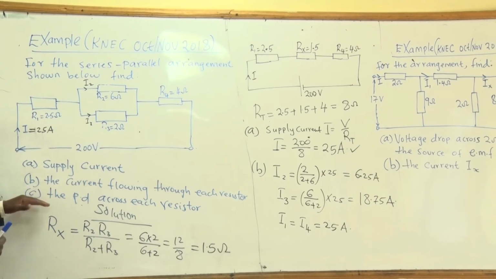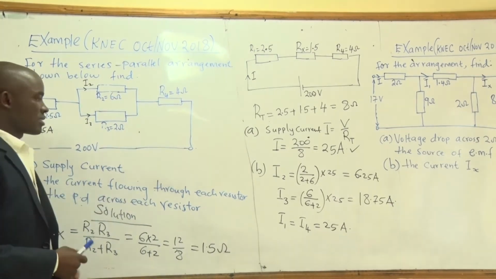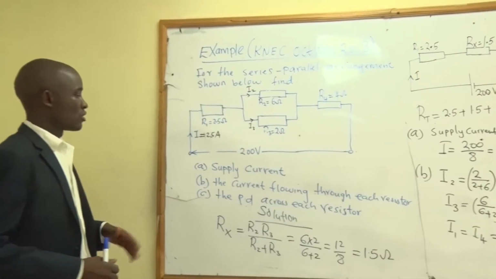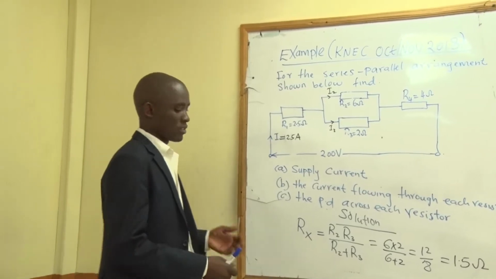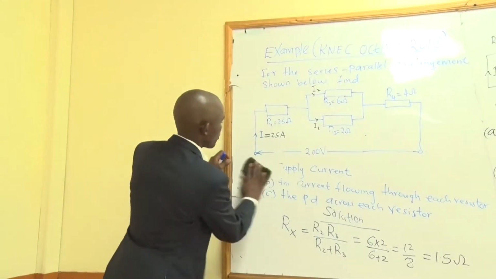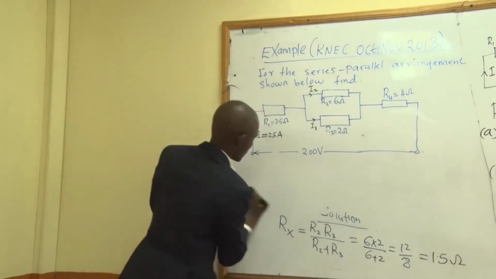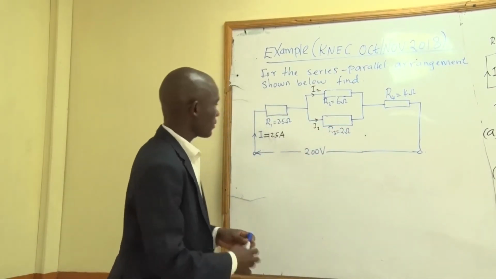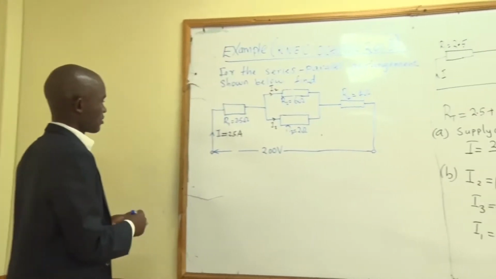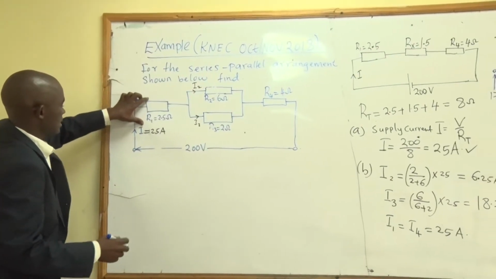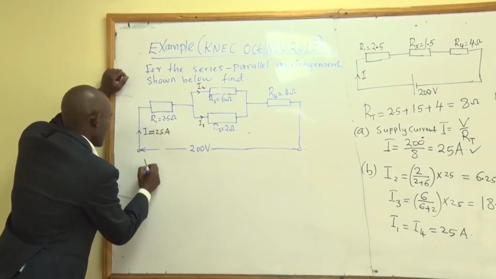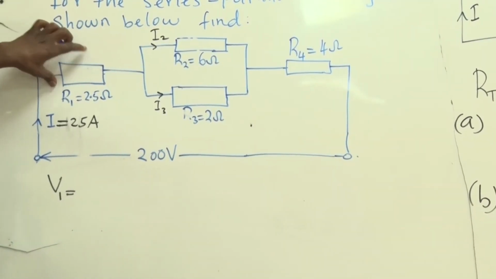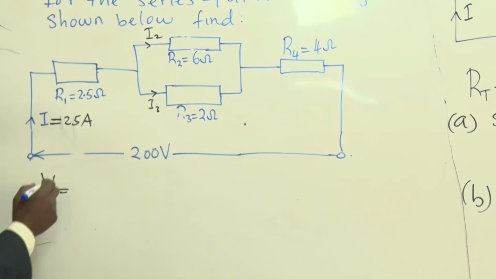We move to the final bit, the PD across each resistor. Remember, if you have gotten the current, it will be easier for you to get the voltage drops. So what we will do, we will now look for the voltages across each resistor. PD drop means the voltage. So we know the current here. So the voltage, let us call it voltage V1. The voltage drop across resistor 1 will be given as V1.